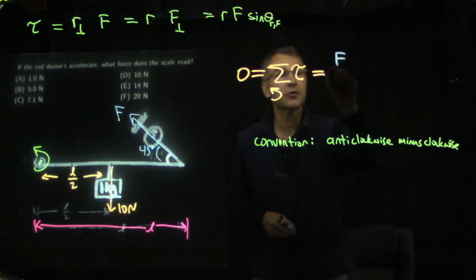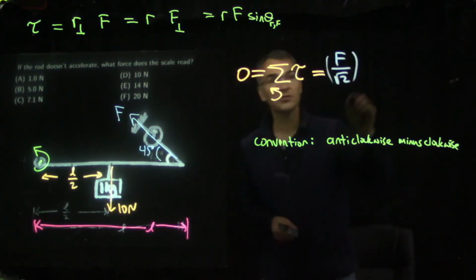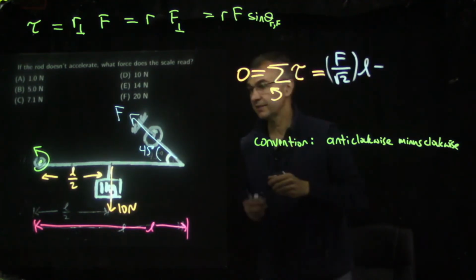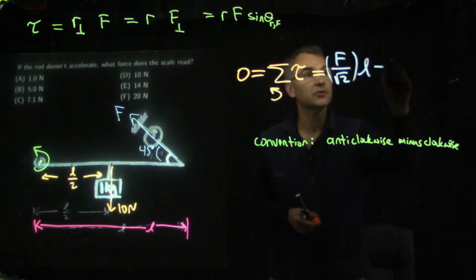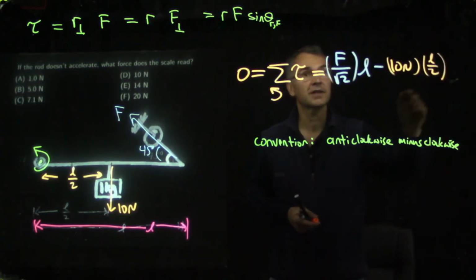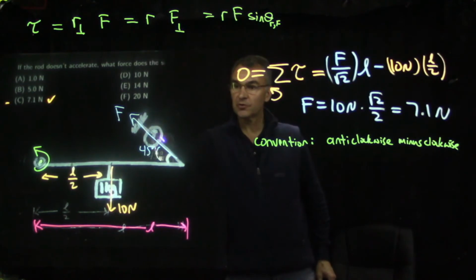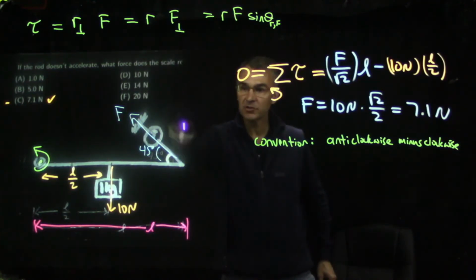So we pick out the vertical part of F, that's F over root 2, and then the distance is L. That's positive because it's counterclockwise. Then the clockwise part is 10 newtons, L over 2. And those should sum to 0. So I think this force that we apply here has to have magnitude 10 newtons divided by root 2, which is 7.1 newtons. See, the vertical part has to be 5 newtons.